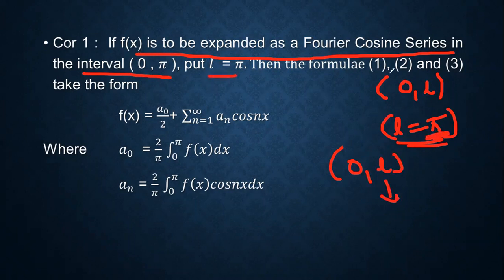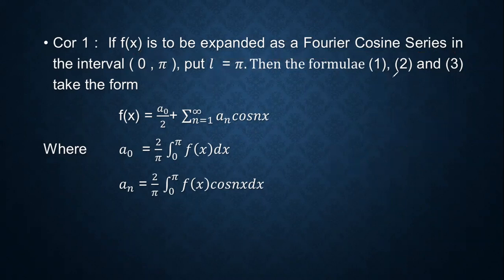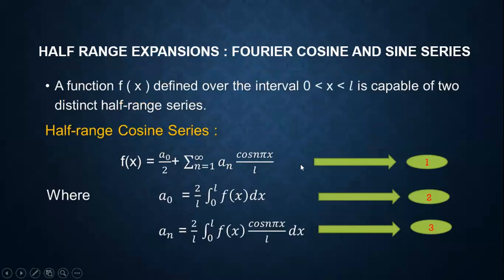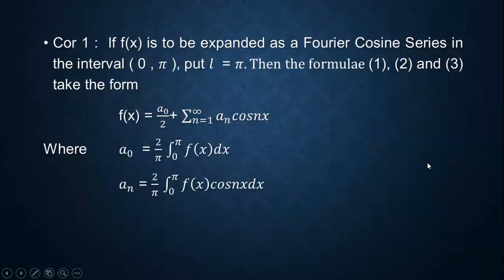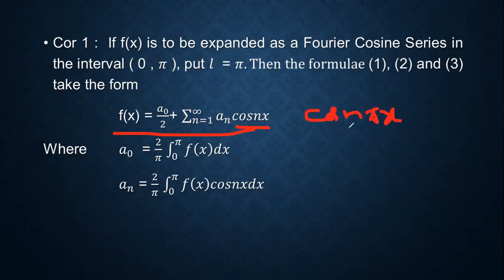So put L equal to pi, then the formulas, that is 1, 2, 3, whatever we have discussed previously. So here is the half range Fourier cosine series expansion, in which we are going to find a naught and an, and also in the next case 4 and 5. All these equations, by putting the L value, can be converted as f of x equal to a naught by 2 plus summation n equal to 1 to infinity an, here it is cos n pi x by L actually.